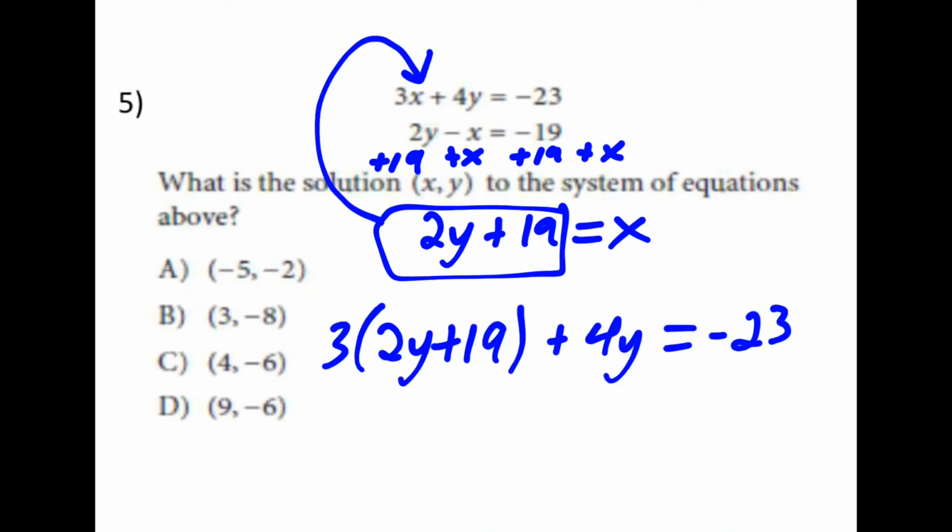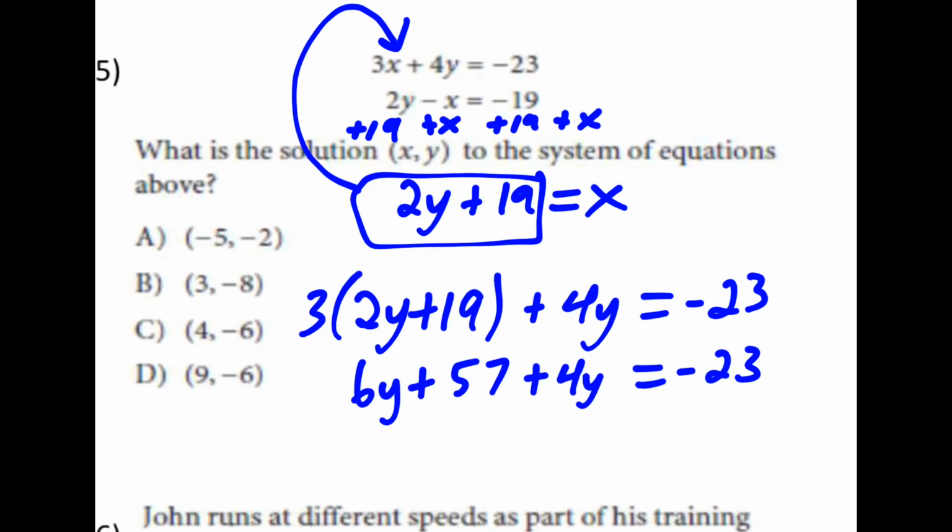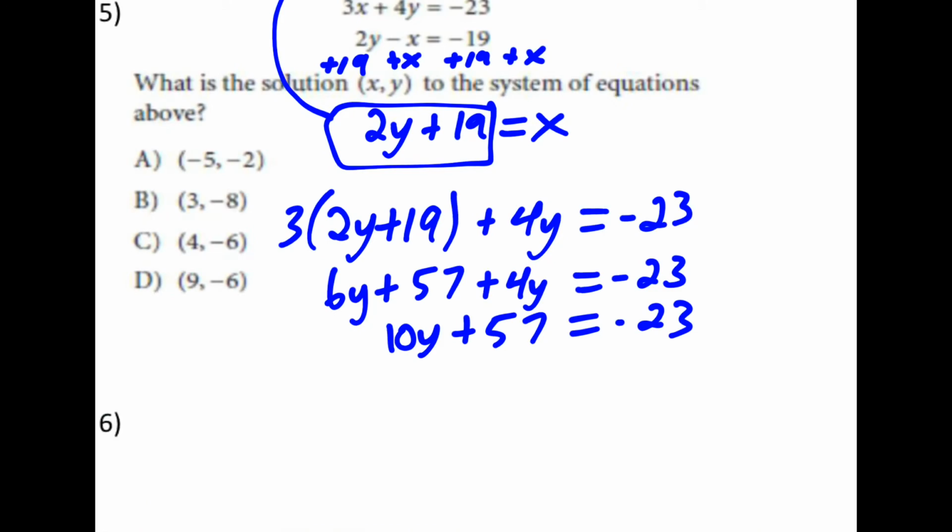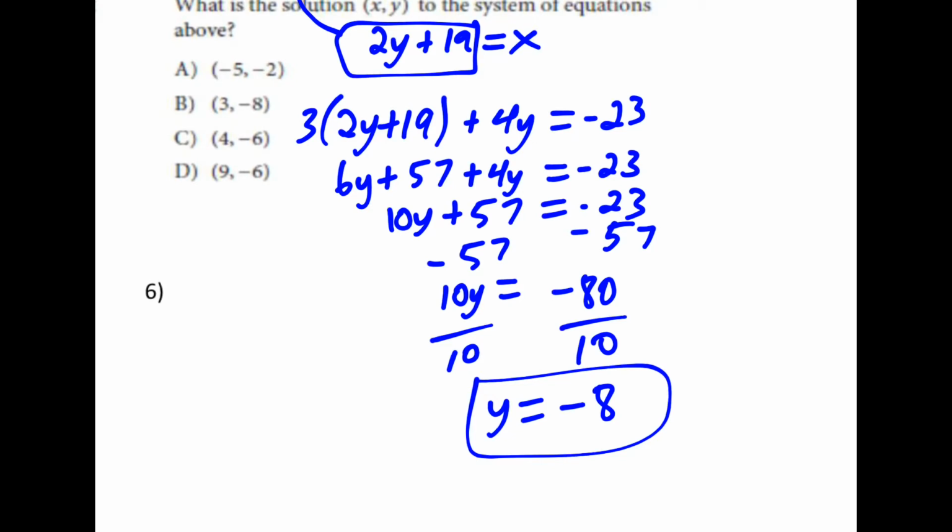And now I've done it. I've gotten rid of the second variable. I'm down to one variable. It's a little bit of math, but I can figure out what y is. I have to distribute the 3 to both terms, combine like terms, subtract 57 from both sides, and once I divide by 10, I get my answer that y is equal to negative 8. There's only one such answer, where y is negative 8.